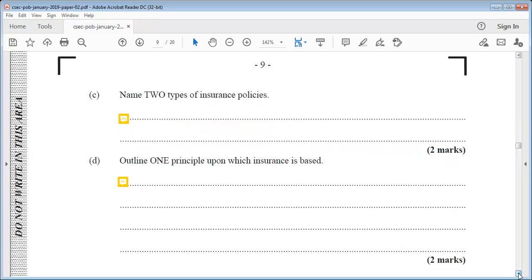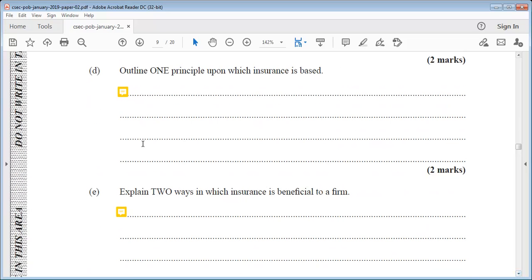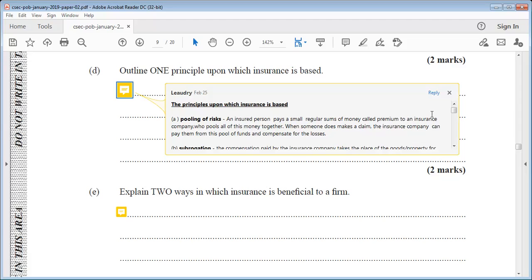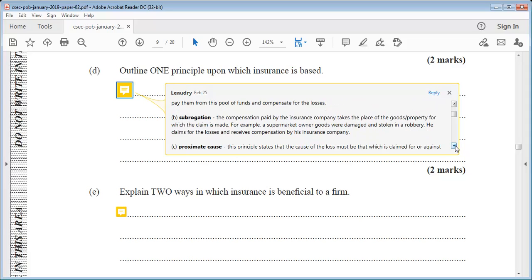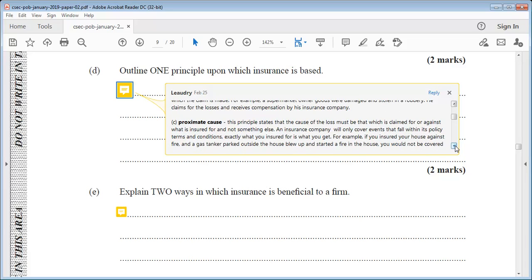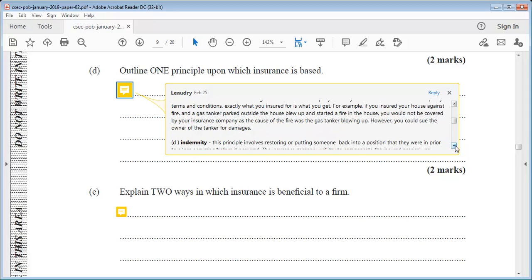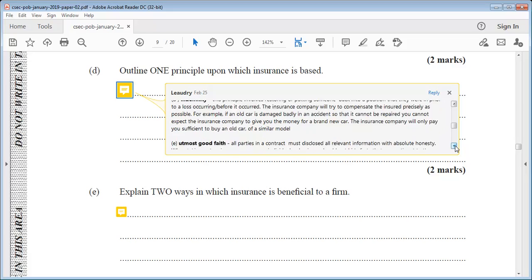Let's move on to the D part of the question. It says, outline 1 principle upon which insurance is based. So what are some principles? Well, 1, pooling of risk. 2, subrogation. 3, proximate cause. 4, indemnity.